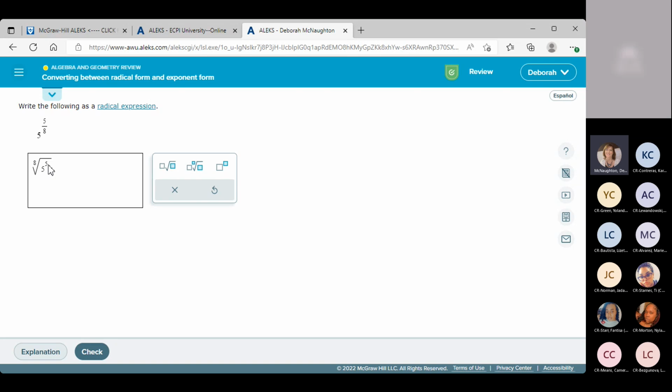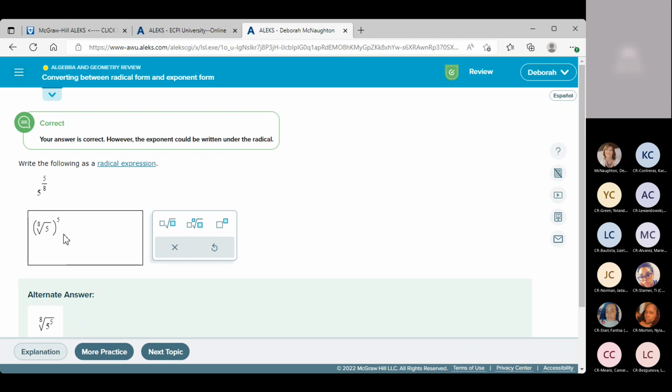It could also be written, I don't know if it'll let you do it. See if I can put parentheses around it. I don't think it'll let me put parentheses, but we'll try. Yeah, it could also be written, I could take this out, and I could raise this whole thing to the 5th power. Let's see if it accepts that. Should work either way. And then it'll show me.